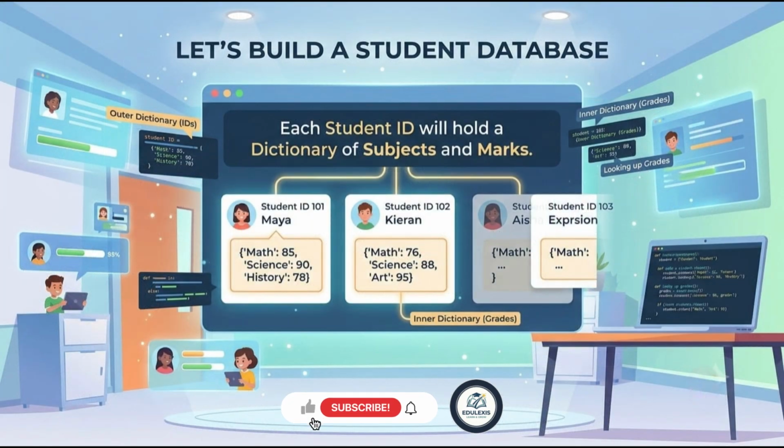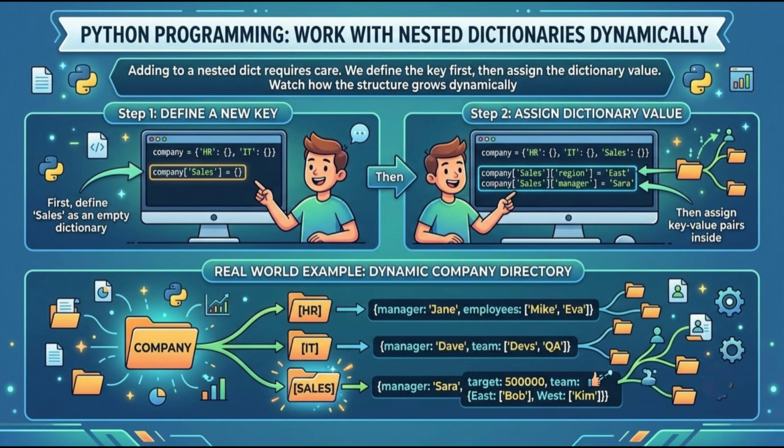Let's build a student database. Each student ID will hold a dictionary of subjects and marks. This is a classic real-world application. Adding to a nested dict requires care. We define the key first, then assign the dictionary value. Watch how the structure grows dynamically.